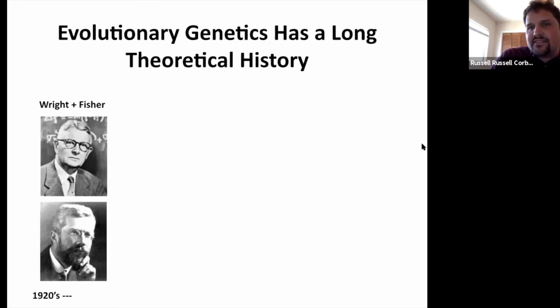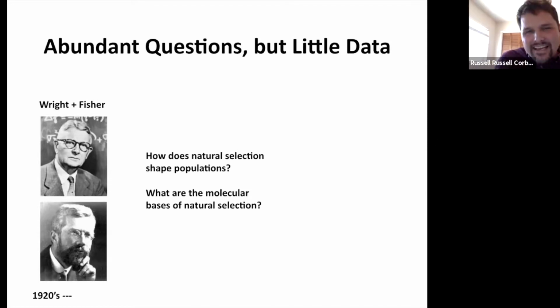Many of these questions have gone unanswered, or in many cases we discovered the answer was a lot deeper than we thought it was, and we had to keep going. These are questions like, how does natural selection shape populations, and what are the molecular bases of natural selection? As with many early emerging fields, there were a lot of really big questions and remarkably little data. It's hard to directly address most of these.